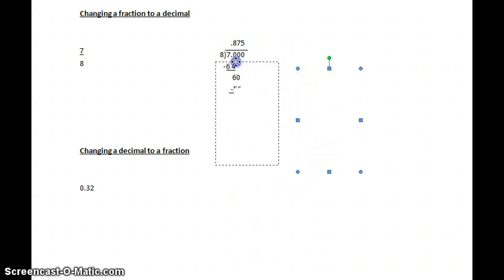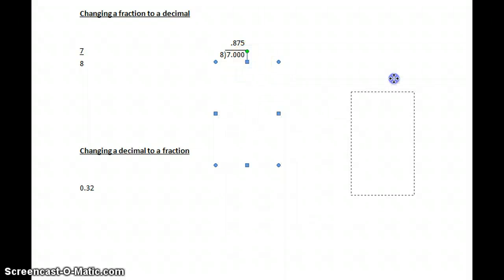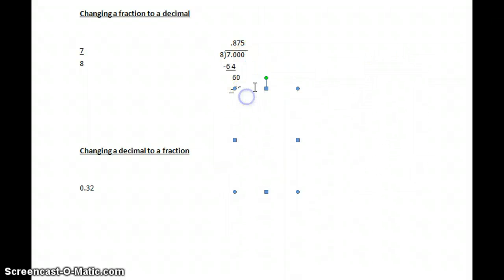You basically just divide. So yes, I see the answer there, but what I'm going to do is divide the numerator, the top number, by the bottom number, the denominator. Now, as you can see, 8 will not go into 7, so I'm going to have to put my decimal there and bring the 0, so I'm actually doing 8 into 70. And I have to put my little decimal up there.